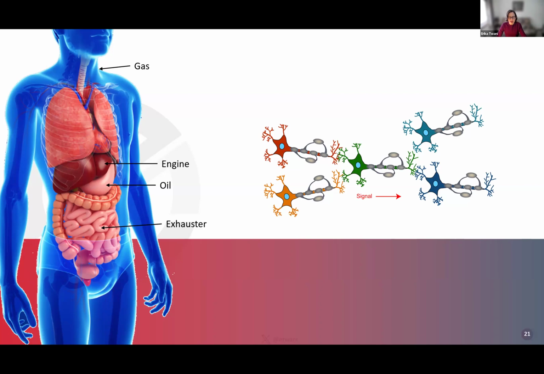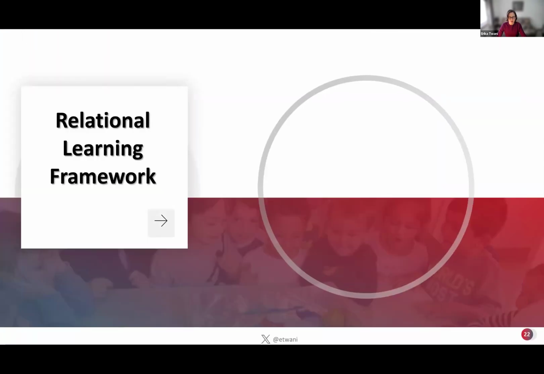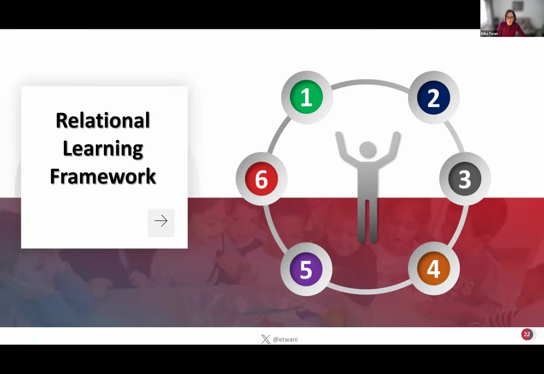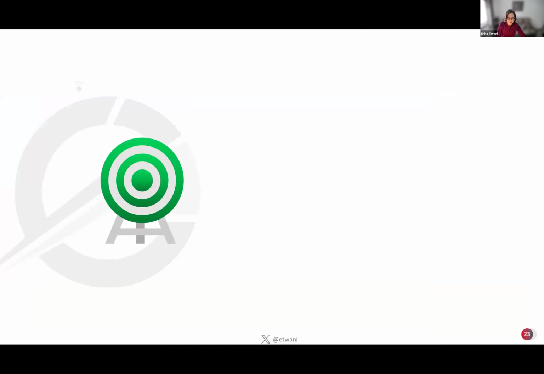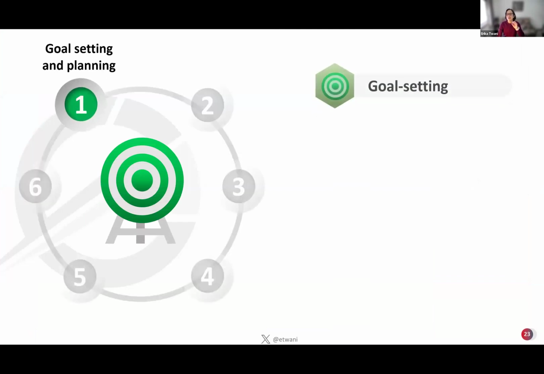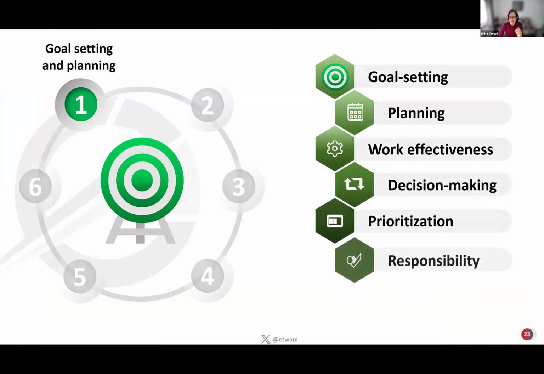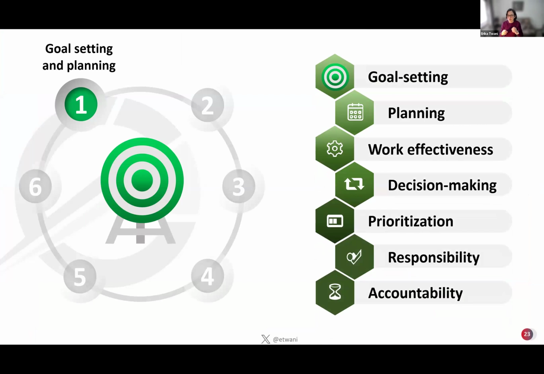So going back, the very first step that we have from the relational learning, right, is goal setting and planning. So it's adequate goal setting and planning, and you know what I'm talking about. Students are to be very specific when setting goals, to pick achievable and measurable metrics and plan precise tasks. And when they're doing that, they're developing all these skills: goal setting, planning, work effectiveness, decision-making, prioritization, responsibility, and accountability.